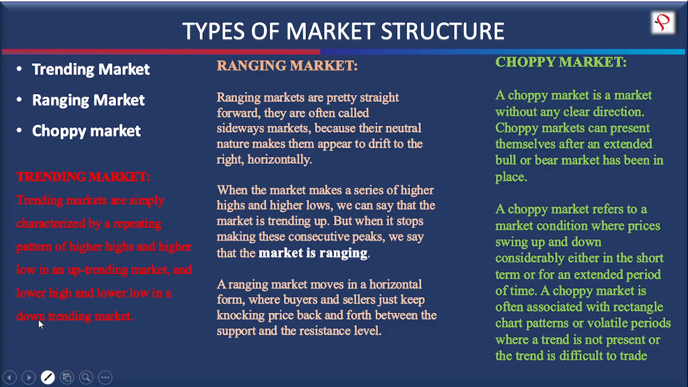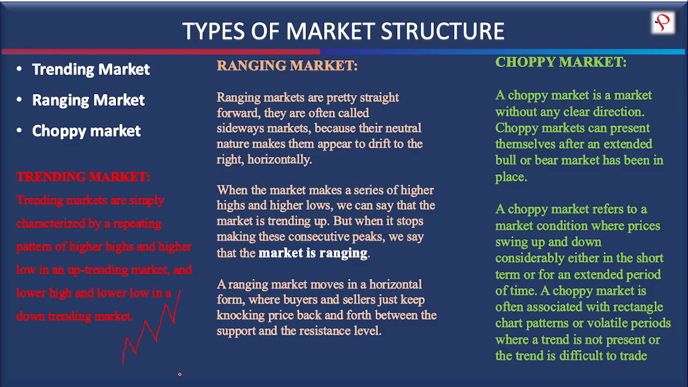Now let me quickly explain what I mean by that. A trending market is a market that does what? That creates a series of what? High, low, higher high, higher low, higher high, higher low, higher high. Whereas a ranging market, like I said, is a market that moves horizontally, where buyers and sellers just keep knocking price back and forth between the support and the resistance.